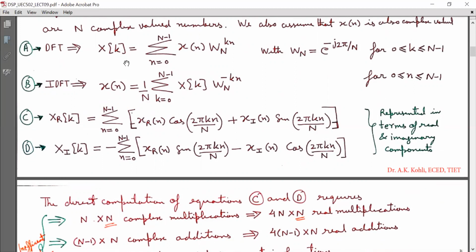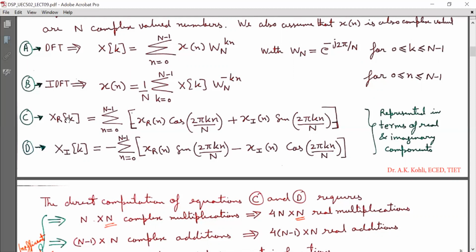Here W is called twiddle factor, as discussed earlier. Equation B is for IDFT calculation, that is to calculate x(n) from X(k): x(n) is equal to 1 by N summation k running from 0 to N minus 1 X(k) W raised to power minus kn, for n ranging from 0 to N minus 1.